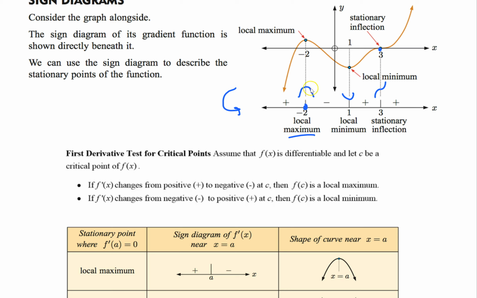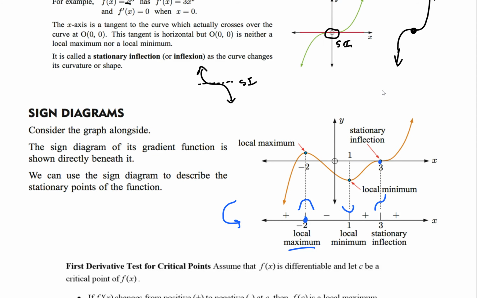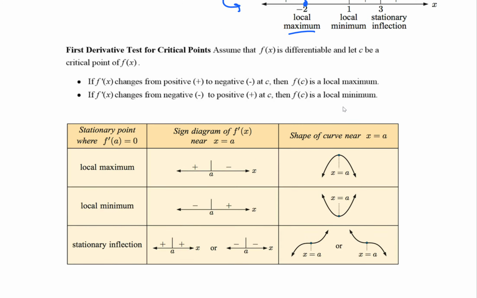Local max when it increases and then decreases. Local min when it decreases and increases. Stationary inflection when it does not change signs. Right? Same thing would happen here. It would be decreasing and then decreasing, so it doesn't change signs: stationary inflection. That's what this chart's about.